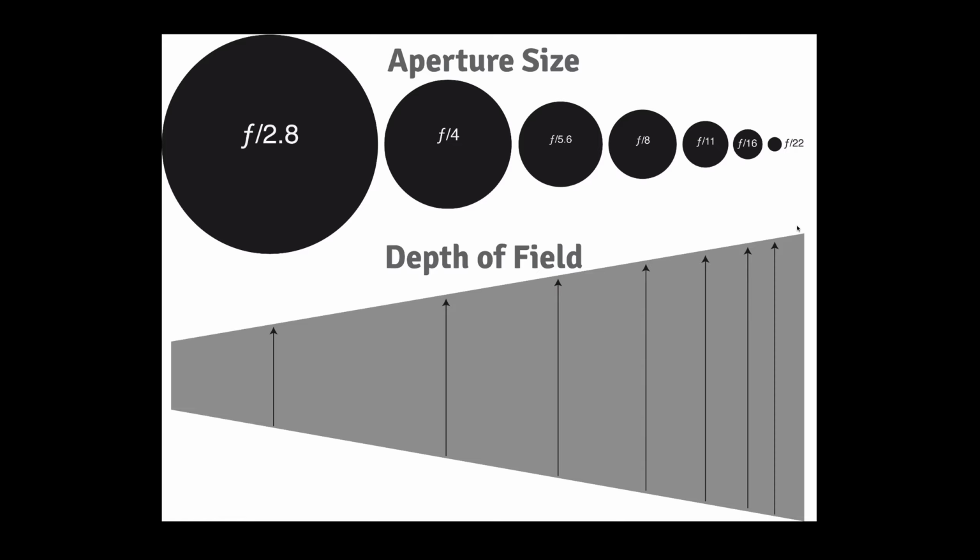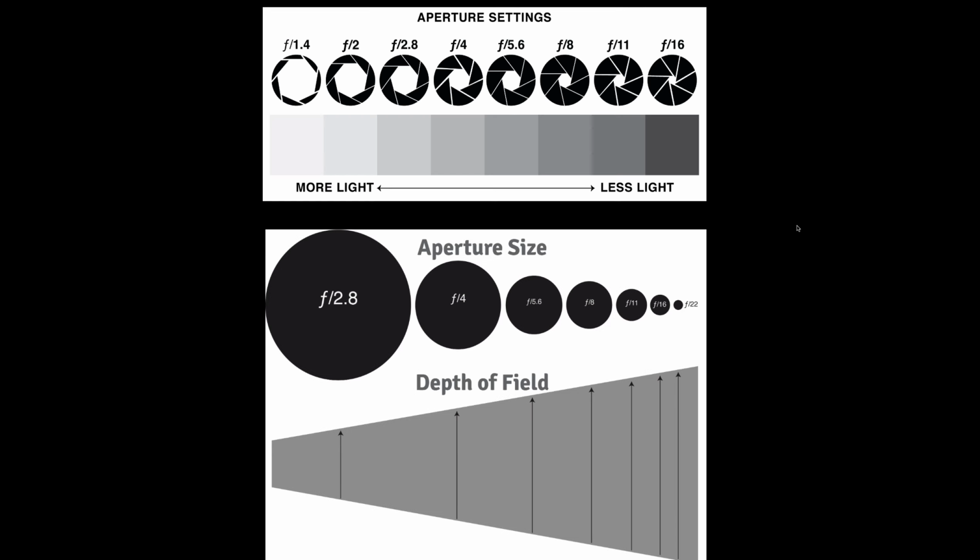If we look at the aperture, at 2.8, we can see the depth of field is quite narrow compared to f22, which is very wide. Let's stack those two slides together. At 1.4, more light, but a shallow depth of field. At f16 or 22, less light entering, a smaller aperture, and deep depth of field.